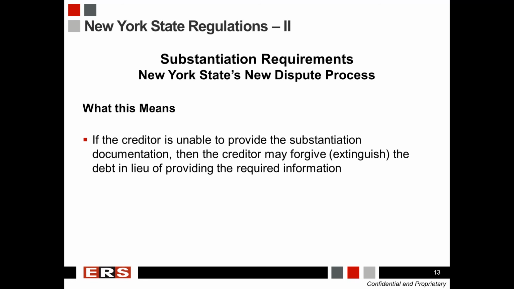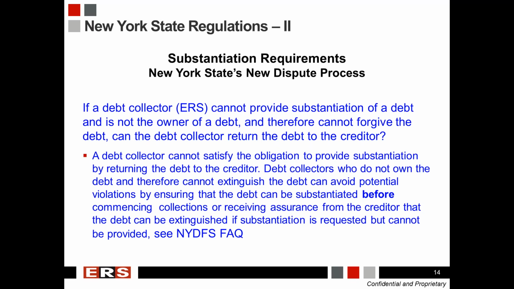There is no other action for ERS to take other than extinguishing the debt or providing the documentation to the consumer. And I will quote again from the New York State FAQ. If a debt collector, ERS, cannot provide substantiation of a debt and is not the owner of a debt and therefore cannot forgive the debt, can the debt collector return the debt to the creditor? A debt collector cannot satisfy the obligation to provide substantiation by returning the debt to the creditor.